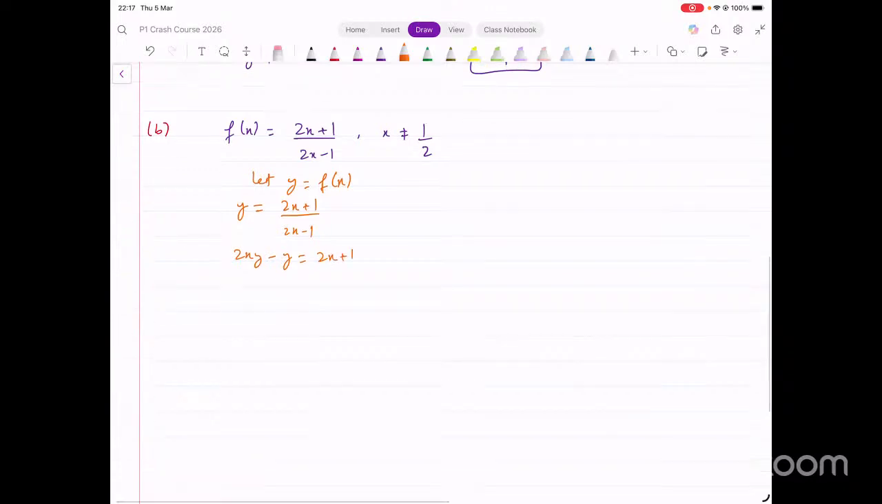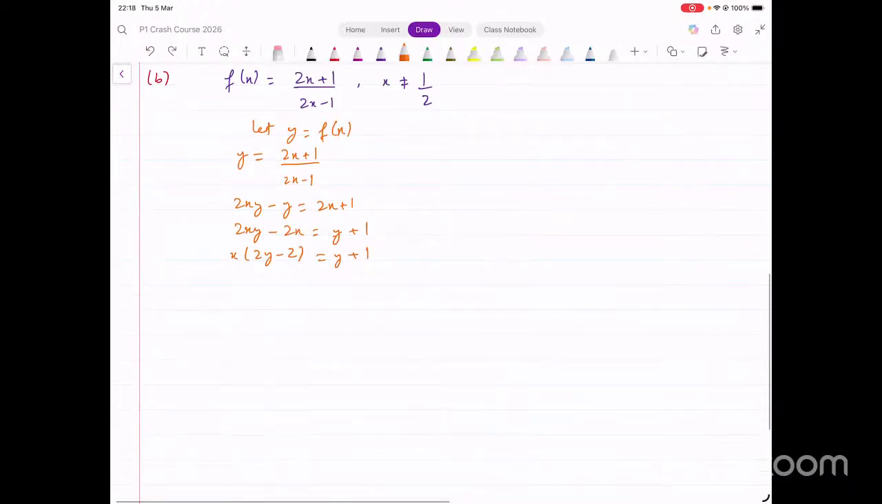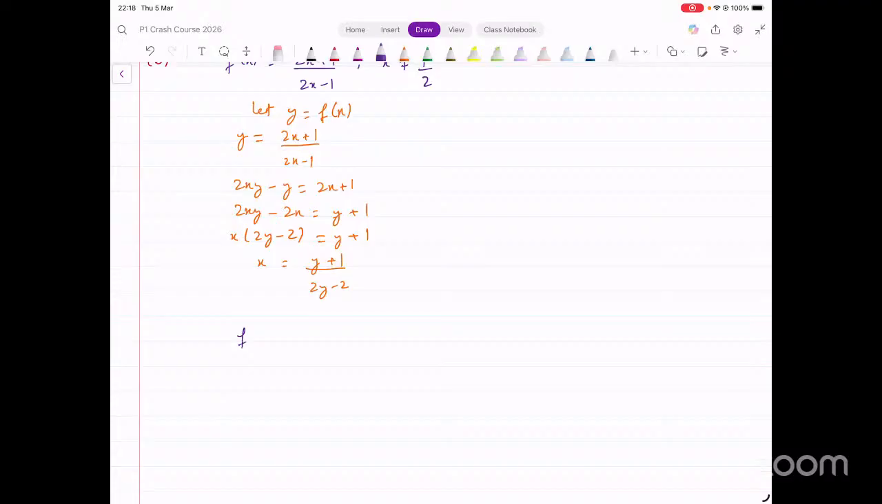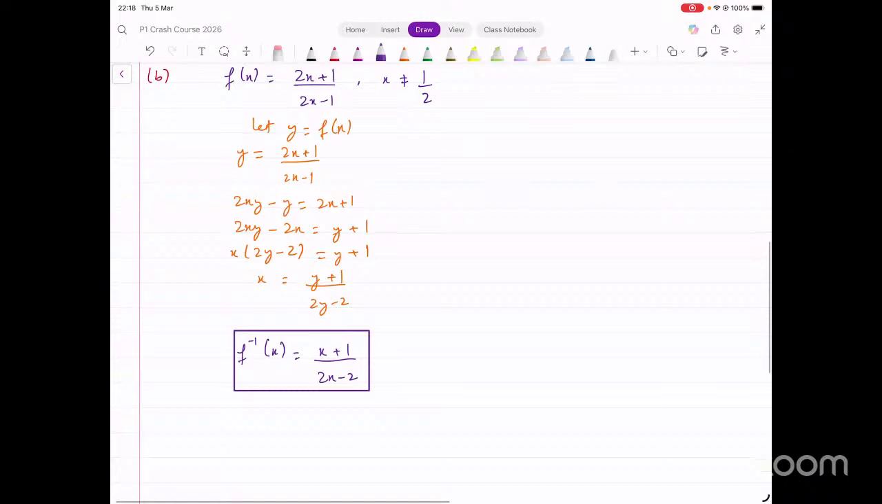Take all x terms to one side. 2xy minus 2x, and on the other side, you've got y plus 1. Take x common, and that leaves you with 2y minus 2 inside, and that goes to the other side and becomes x equals y plus 1 divided by 2y minus 2. Now you can write this down in inverse function form. f inverse of x is therefore equal to x plus 1 over 2x minus 2, and that's the final answer. That was the second part, fairly straightforward. This is all that you had to do there. Is that okay?